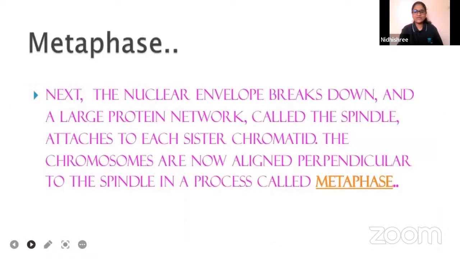Next, in metaphase, the nuclear envelope disintegrates or breaks down, and a large protein network called the spindle fibers attaches to the sister chromatids. So spindle fibers, which are produced by the centrioles, attach to the sister chromatids. The chromosomes are now aligned perpendicular to the spindle in a process called metaphase. That is, they come to the equatorial plane.